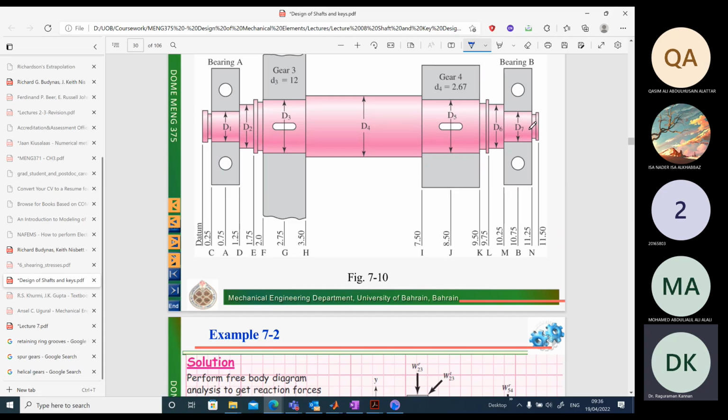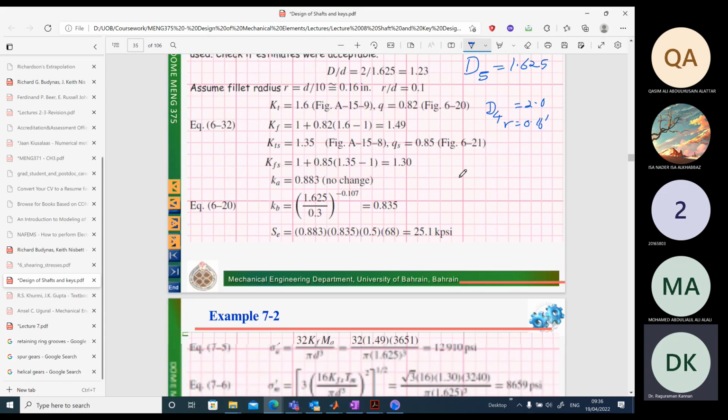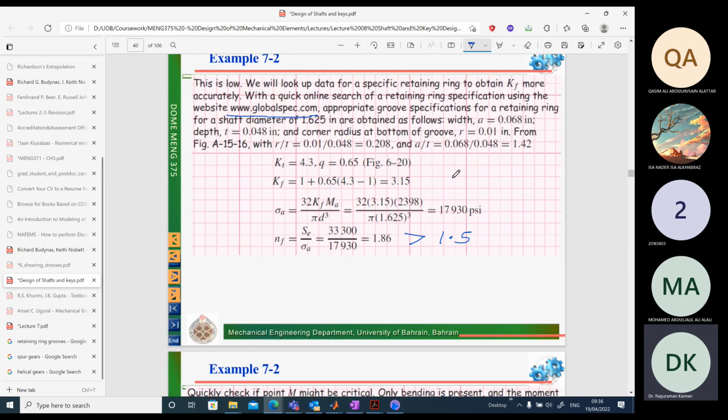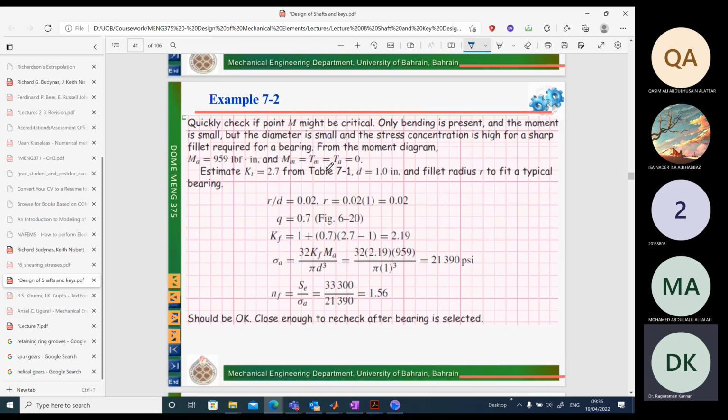You have to determine D6, D7, D3, D1, D2. So all these diameters are there. We have to do the calculations for each of these. Again, you can go through the procedure here and we can see other diameters are calculated. Quickly check if point M might be critical. Again, they are checking point M.